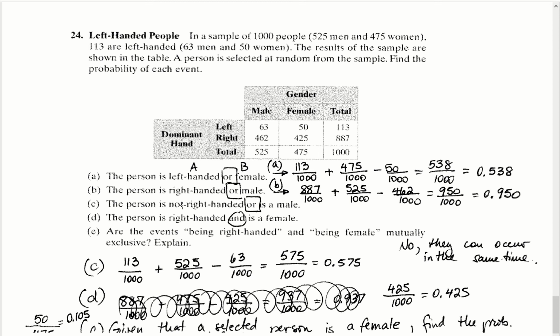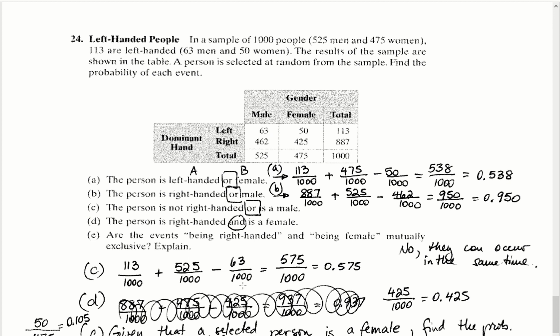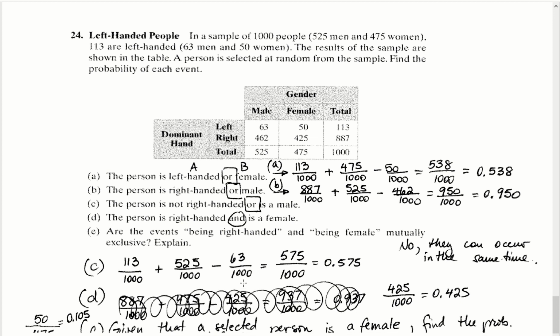If they say the person is not right-handed or is male, that's just another way to say left-handed or male, right? So if they're not right-handed, then by default they're going to be left-handed. The probability of a left-handed person is 113 over 1,000, plus the probability of a male would be 525 over 1,000, minus the probability of somebody that is left-handed and male. Well, left-handed and male, that's going to be these 63 out of 1,000 for a total probability of 0.575.